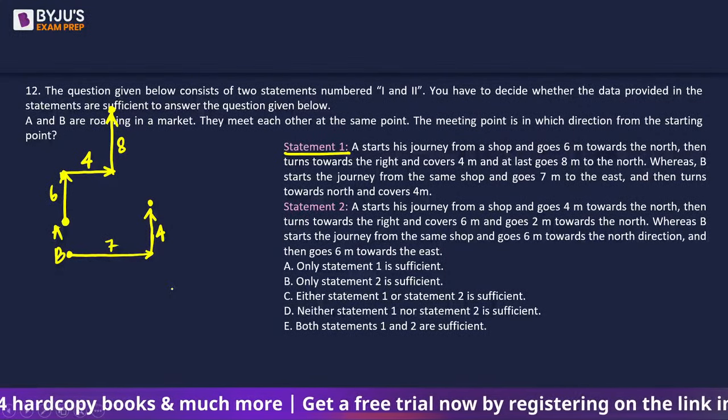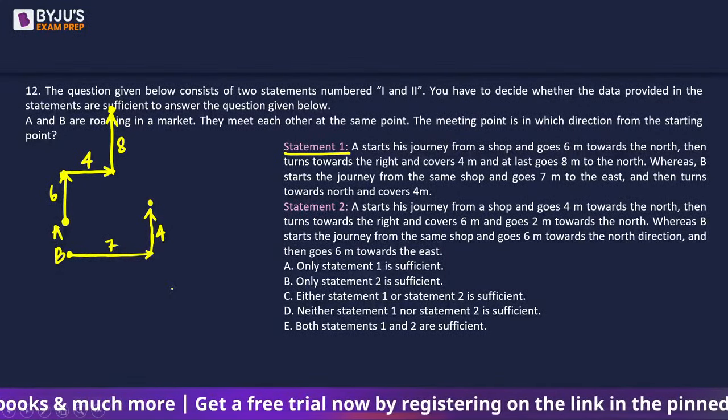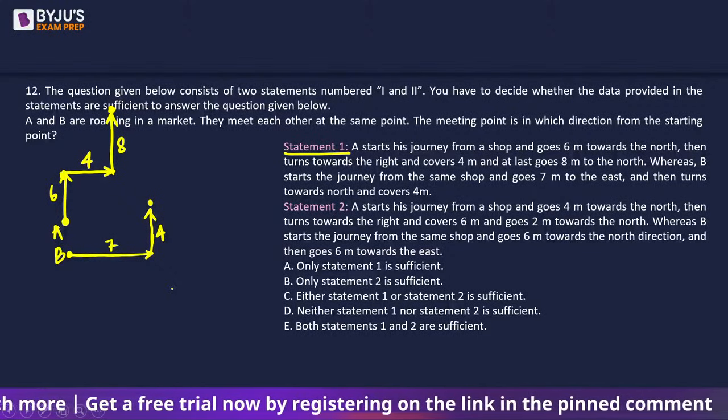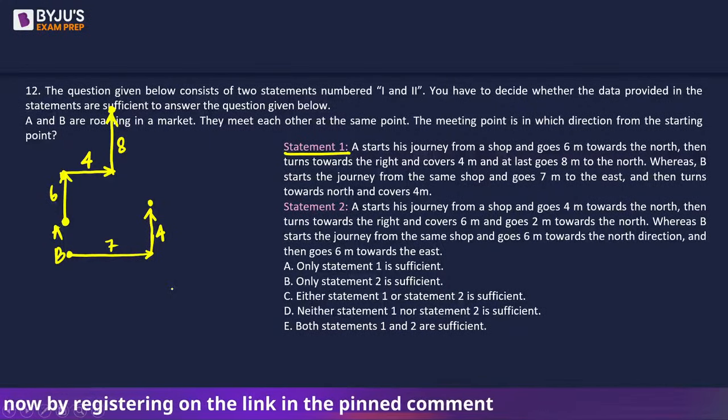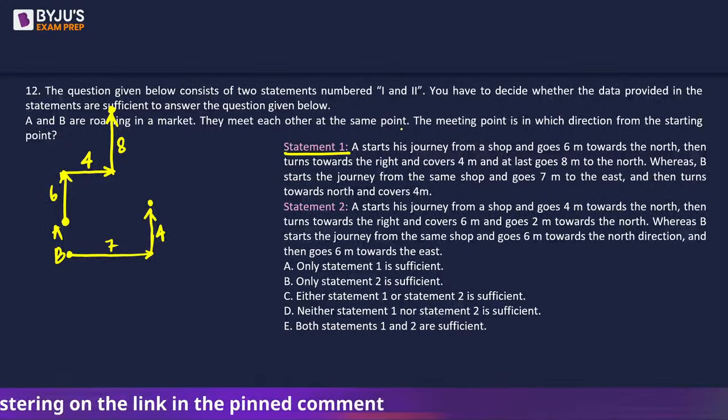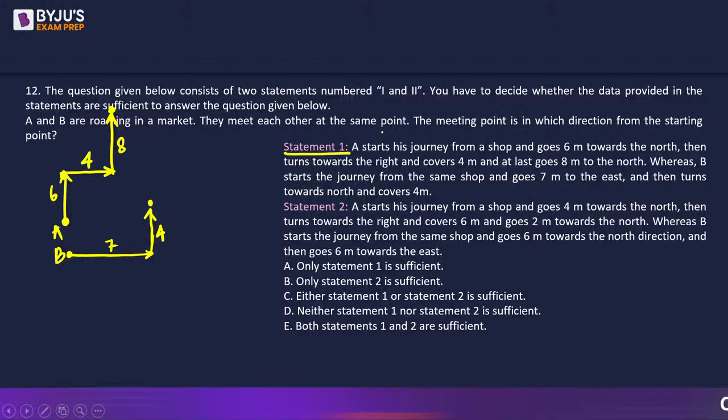Okay, so B did not start from this same shop. So either the starting point is same or their meeting point is same. It is given that they meet each other at the same point. So they will not meet, right? This is weird. Okay. Fine.